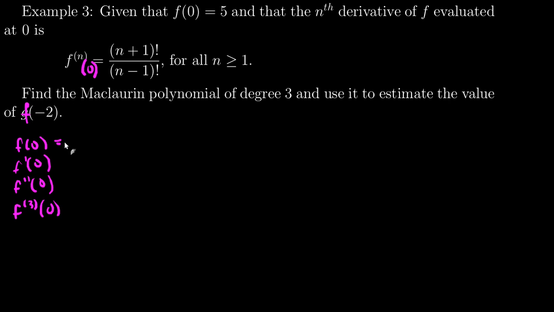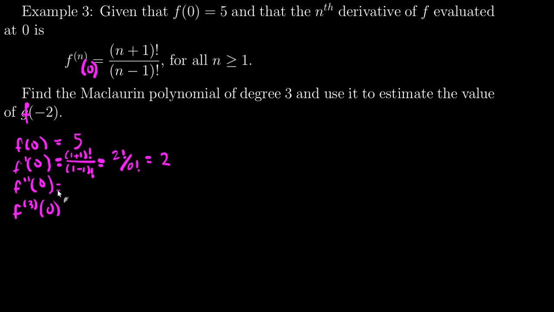F of 0 they give me, okay, so that's just 5. But then you're like, okay, how do I get f prime of 0? Well, that's the 1st derivative, which means that n is 1. So I put in n plus 1 factorial, n being 1 up there, divided by n minus 1 factorial. 1 plus 1 factorial is 2 factorial. 1 minus 1 factorial is 0 factorial. 2 factorial is 2, 0 factorial is 1, so this gives me 2.